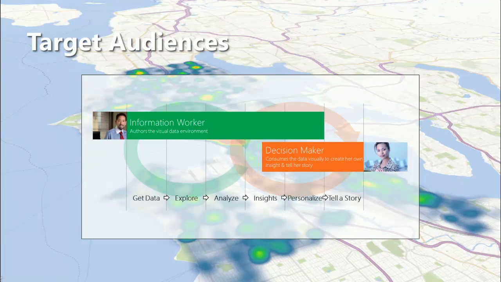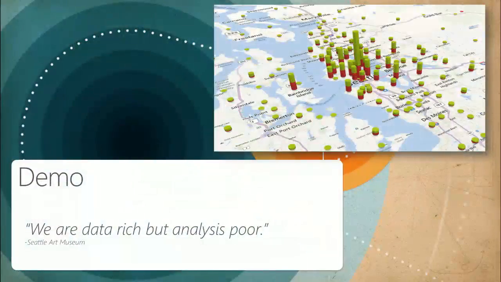All right. So what I want to do now is get into an actual demonstration of GeoFlow. And what we did was we worked with the Seattle Art Museum to make sure that we are designing the tool set around real people, real scenarios, real challenges that people face in the industry. And one of the challenges they face is this comment around they're data rich but analysis poor. They've got gobs and gobs of data, but they just don't know how to tie it all together and make real decent business decisions around it.